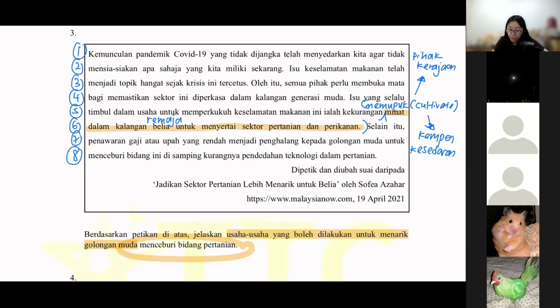You see, penawaran gaji, they offer a salary that is low, but you don't change that low income will attract the youngster. So you need to put penawaran gaji yang lumayan, which is reasonable.